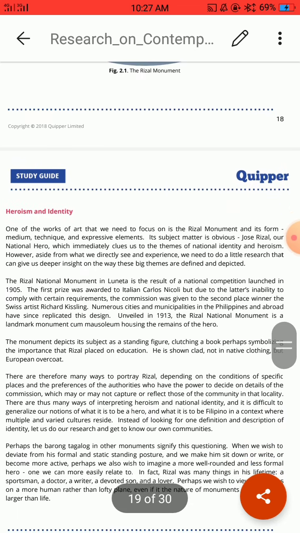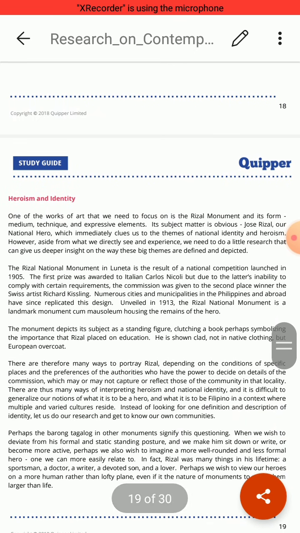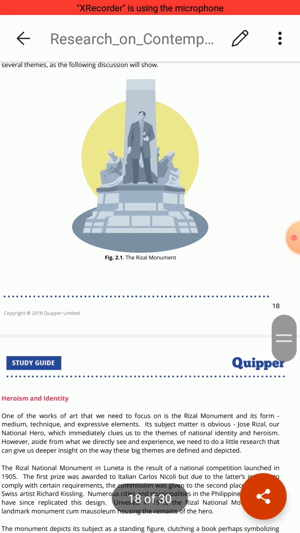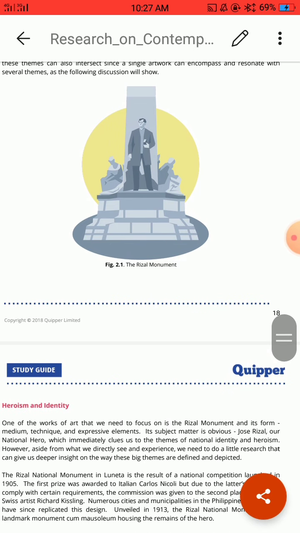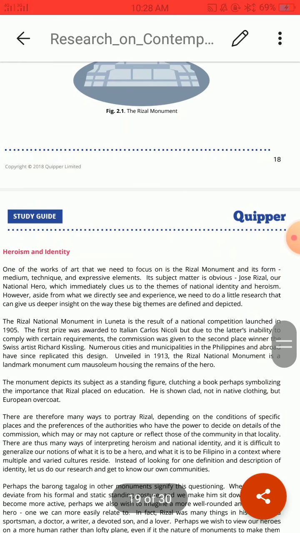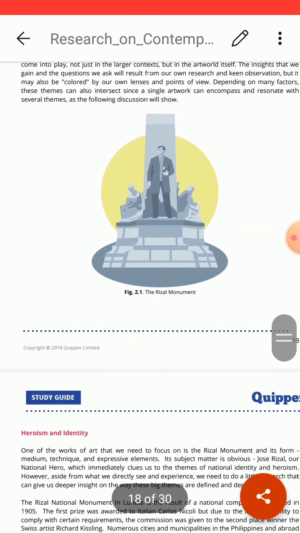Unveiled in 1913, the Rizal National Monument is a landmark monument mausoleum housing the remains of the hero. This monument depicts its subject as a standing figure, clutching a book, perhaps symbolizing the importance that Rizal placed on national education. So, makita na to diri nga nagtindog si Rizal nagunit og libro. It's murag ma-define to na siya nga kung unsa daw ka importante ka Rizal ang education. Tapos, di ba makita na to nga naka-European overcoat siya, wala siya naka-native clothing.